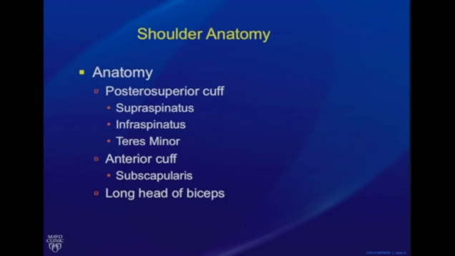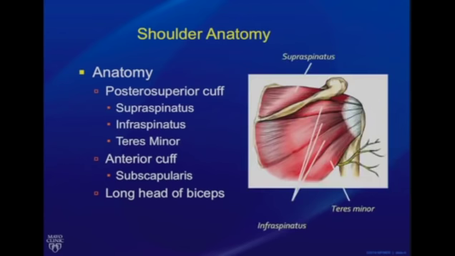fashion. The posterior superior part of the rotator cuff includes tendons from the supraspinatus, infraspinatus, and the teres minor. The anterior cuff is composed of the subscapularis tendon. And then we have the long head of the biceps that we image when we look at the rotator cuff.